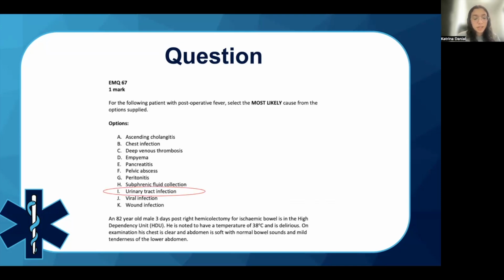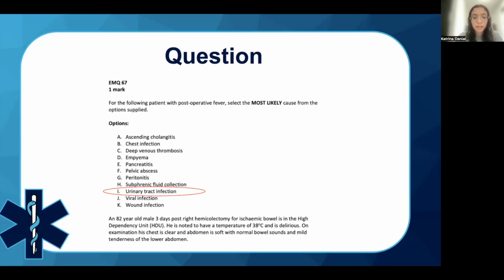Okay, this one is a UTI. So the risk factors that this man has is that he's really old. Okay, he's old and he's delirious. UTIs commonly present in the elderly with confusion or with delirium. All right, so that's a hint for you guys.